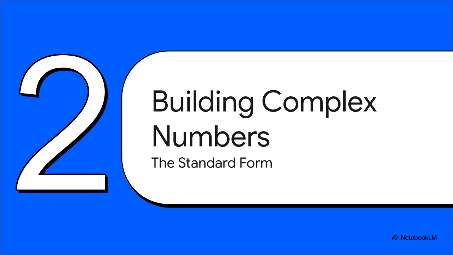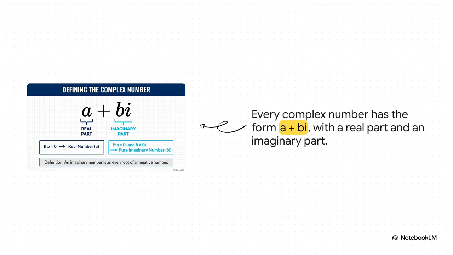All right, now that we understand our main building block, i, let's see what we can build with it. Because i isn't just some weird standalone idea. It's the foundation for a whole new type of number. So this is what they look like. Every single complex number can be written in this standard form, a + bi. The a part is what we call the real part. That's just a normal number you already know. And the b part is the imaginary part. Everything from the number 5 to something like 3 - 2i fits right into this structure.